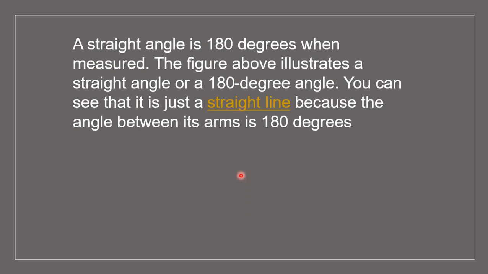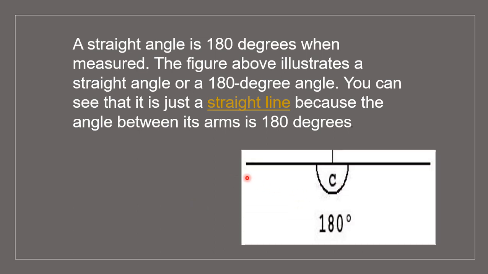Then a straight angle. Always we have a straight line. So that straight line is a 180 degree angle. So we can say a straight angle is a 180 degree angle.